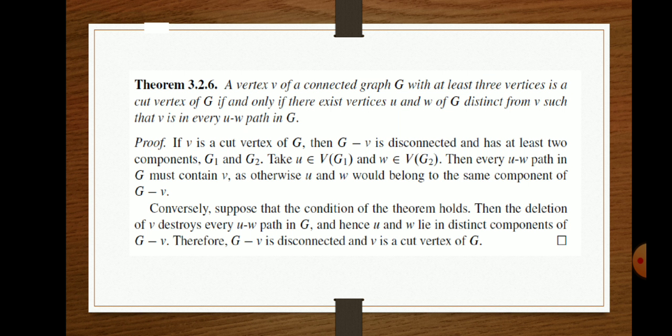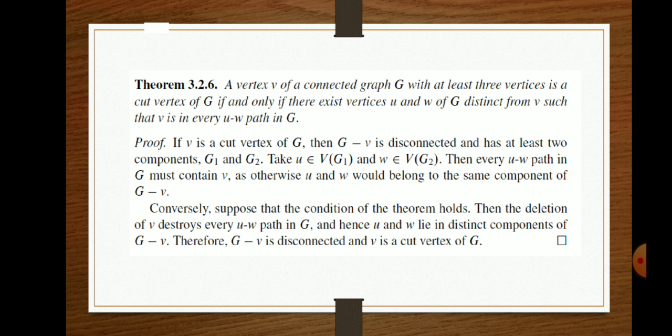Conversely, suppose that the condition of the theorem holds. That means there exist vertices u and w of G distinct from v such that v is in every u-w path in G. We have to claim that v is a cut vertex of G. Then the deletion of v destroys every u-w path in G. So after removing v from the given graph G, there must be a break between the vertices u and w.